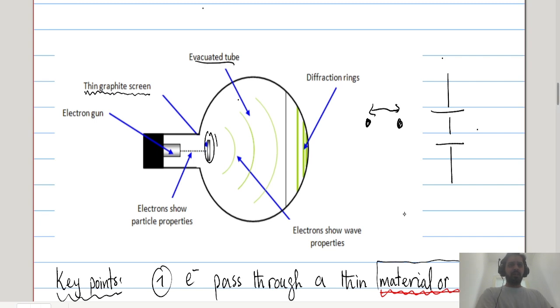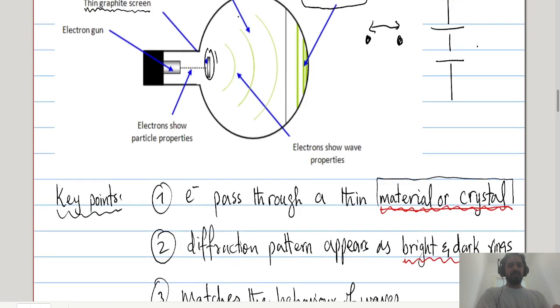Okay, we have an evacuated tube, and at the end we don't see, for example, dark and bright lines. We don't see dark and bright spots. What we see is our diffraction rings. So you will see dark and bright rings, concentric rings at the end of the screen.